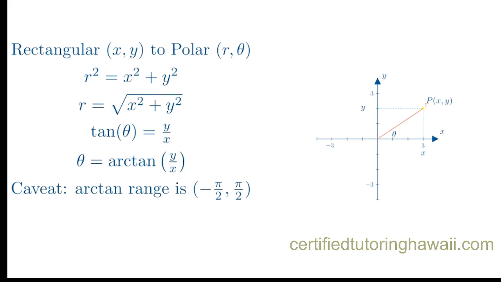This formula, however, comes with a crucial caveat. The standard range for arctan is only from negative pi over 2 to positive pi over 2, which only covers quadrants I and IV. This means we'll need to do some extra work to find theta if our point is in quadrant 2 or quadrant 3. So, how do we handle those cases? We need a more comprehensive rule for theta.